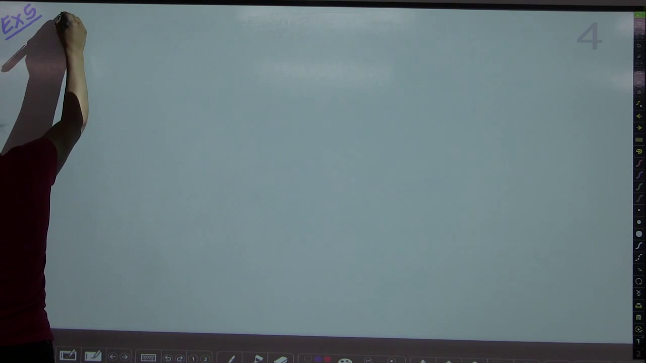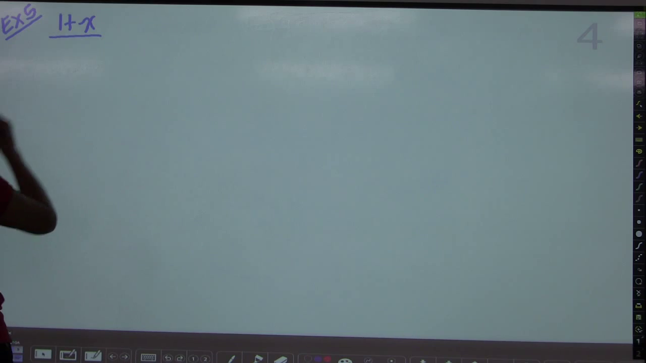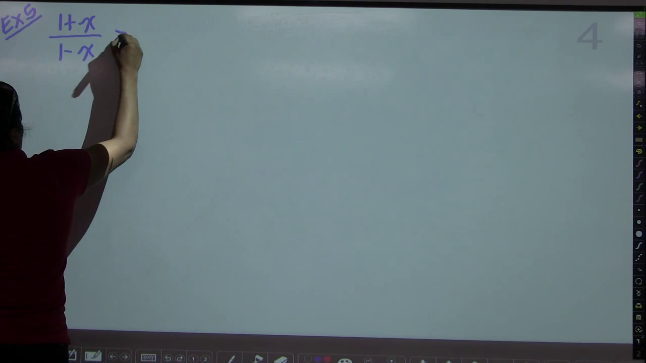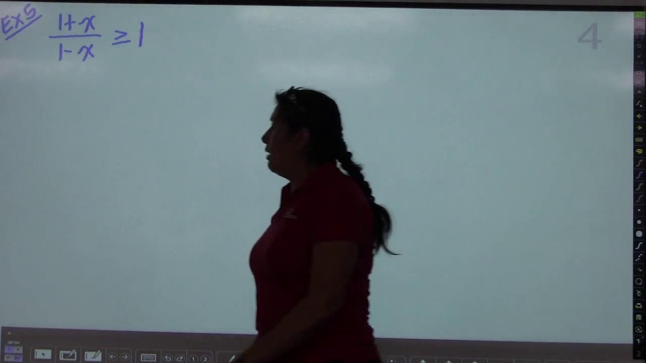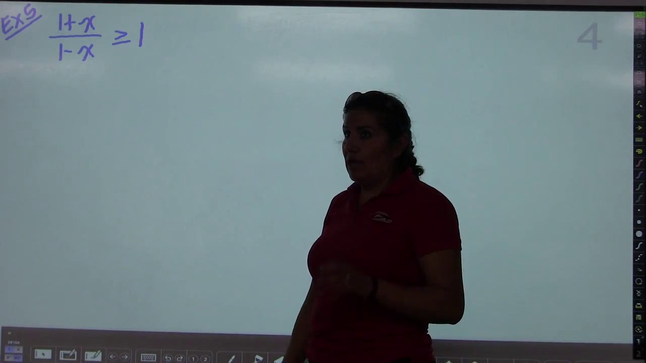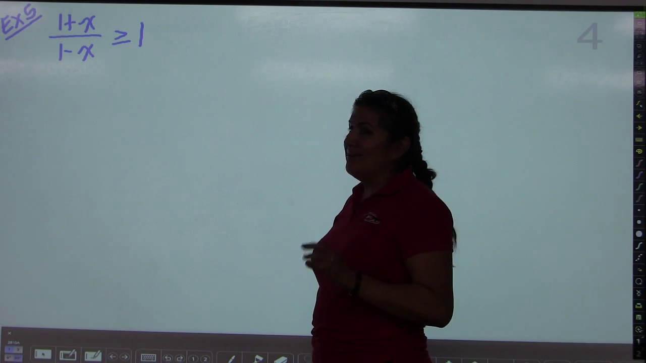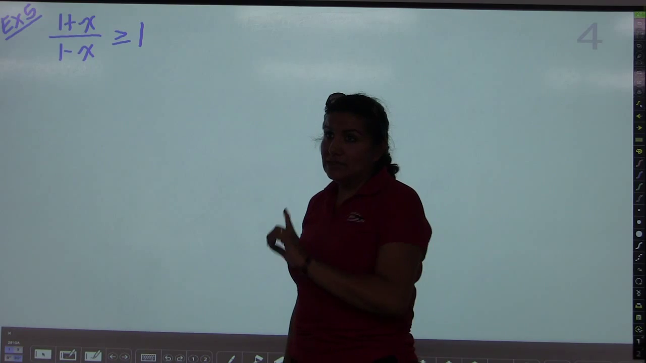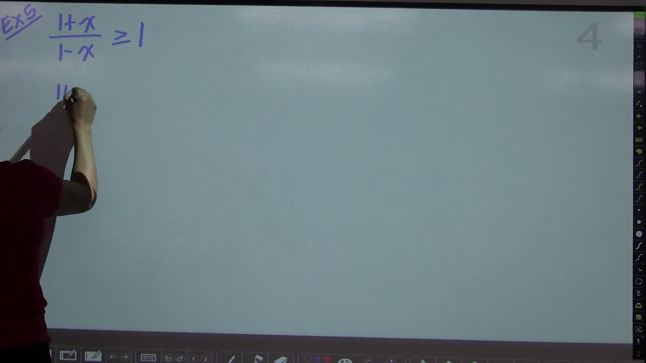Since they're both negative, you can do either one. x over 1 minus x greater than or equal to 1. Okay? So the first thing we have to do, which probably wouldn't seem like you would have to do, but I need to tell you that you have to do this. Like the quadratic earlier, you want it to be set to 0. And it's not. So the first thing we want to do is move that 1 over.